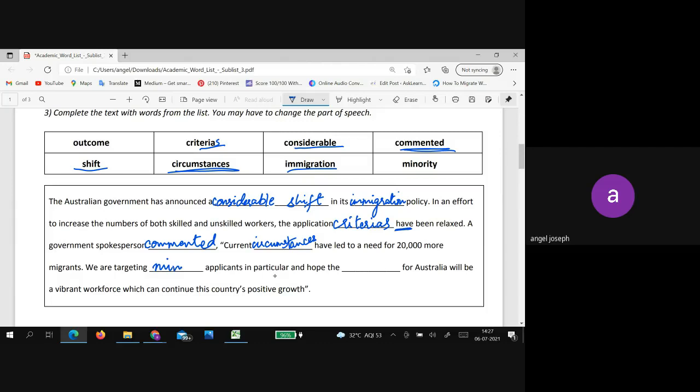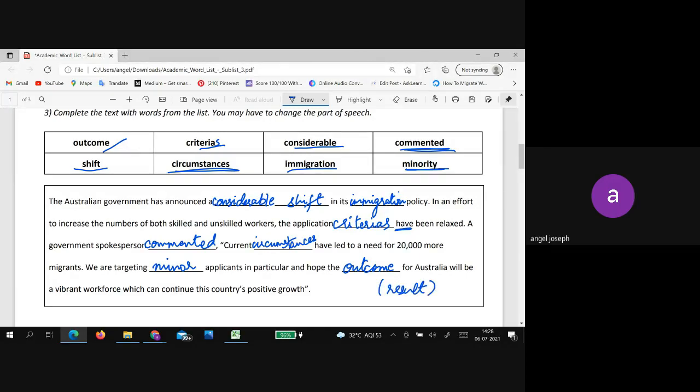Minor means people who are much younger. They don't want people who are 45 years old, 40 years old. They are basically looking at people nothing more than 35 years, basically people who are young. So they are looking at minor applicants in particular, and hope the simple one, the last one, the outcome for Australia. What do you mean by the word outcome? Outcome is another word for result.